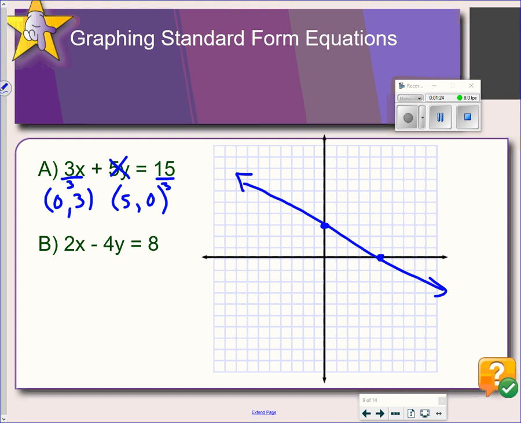graph. So for example B, if x is 0, then 2 times 0 is 0. Solving what remains, we get y equals -2. If y is 0, then solving what remains, we get x equals 4, and we can put those points on the graph, 0, -2, 4, 0, and draw a line.